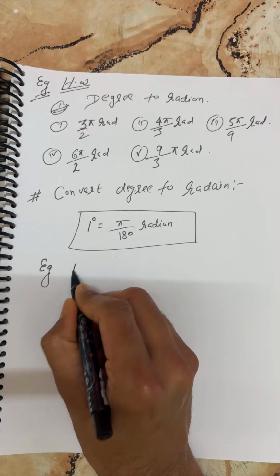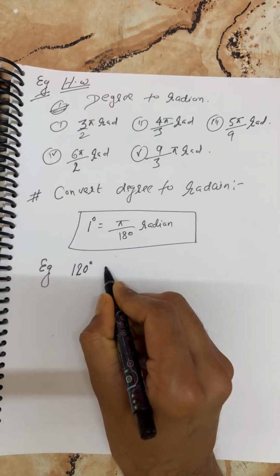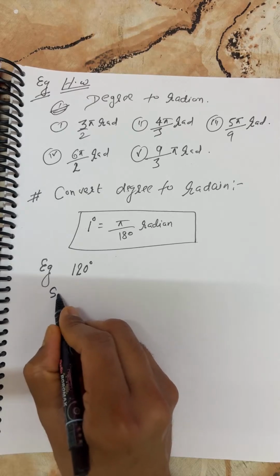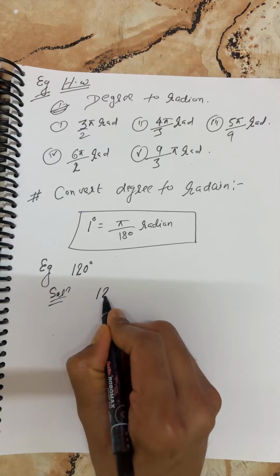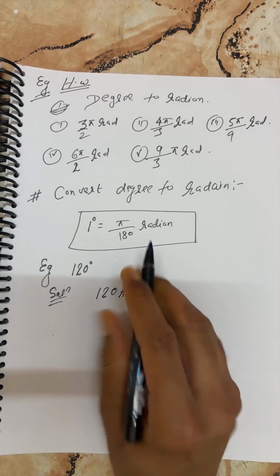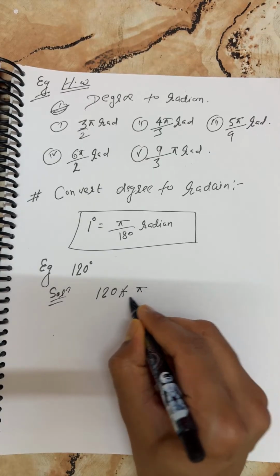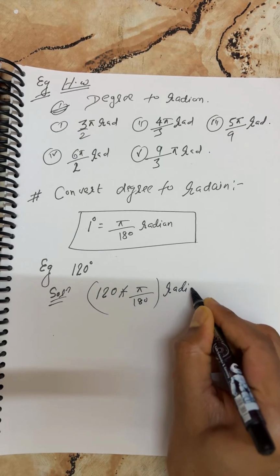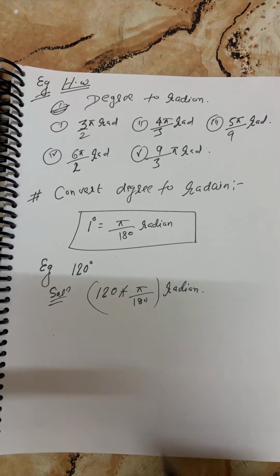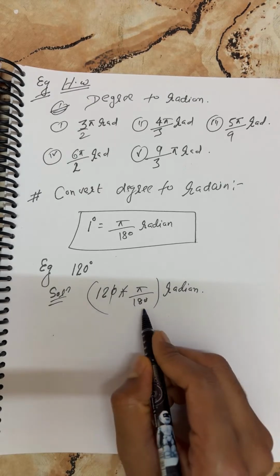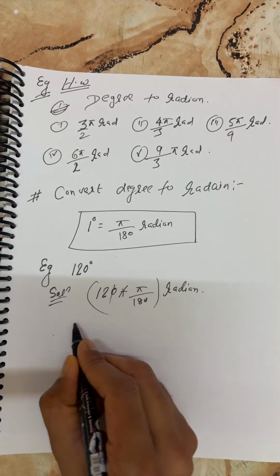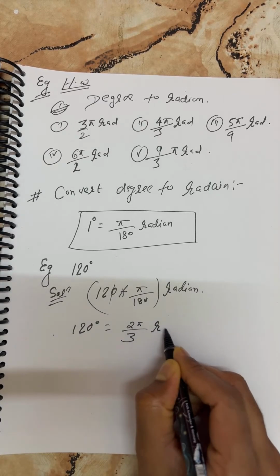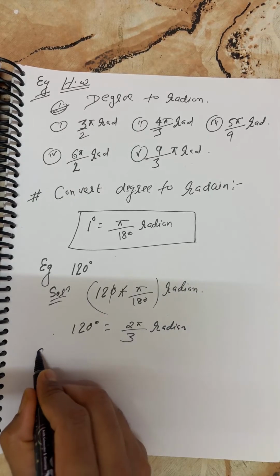Now, students, I'm giving 120 degree, convert into radian. Have a look at the solution. This is 120, and 1 degree, as I said, is pi by 180. So we can write 120 times pi by 180, and you will get the answer in radian. This cancels: 6 twos are 12 and 6 threes are 18. So 120 degree is equal to 2 pi by 3 radian.